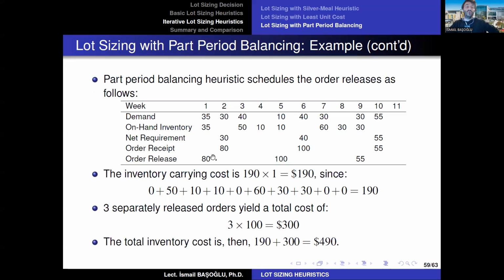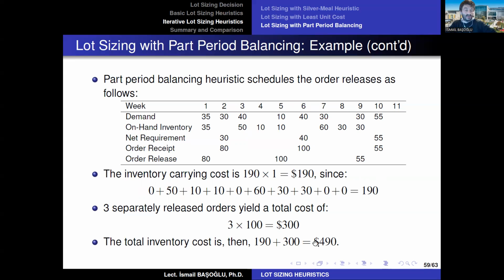So we have 3 order receipts and 3 order releases, which must be scheduled 1 week earlier. And that will introduce $300 of ordering cost. And from the second week to the 11th week, the total amount of inventory carried from one period to the next is 190. And this must be multiplied with $1 of unit carrying cost per week. And the total cost associated with the schedule is 490.